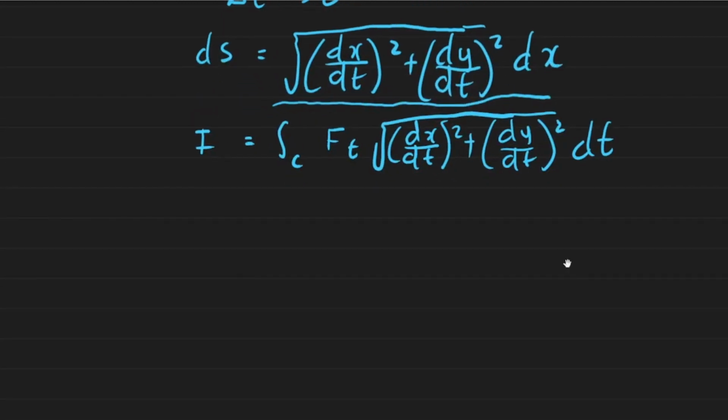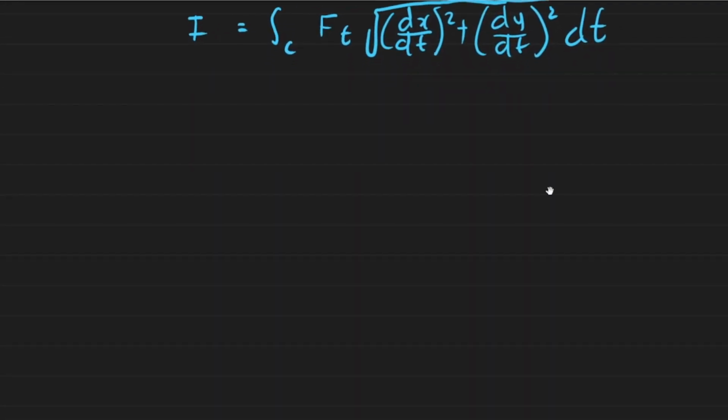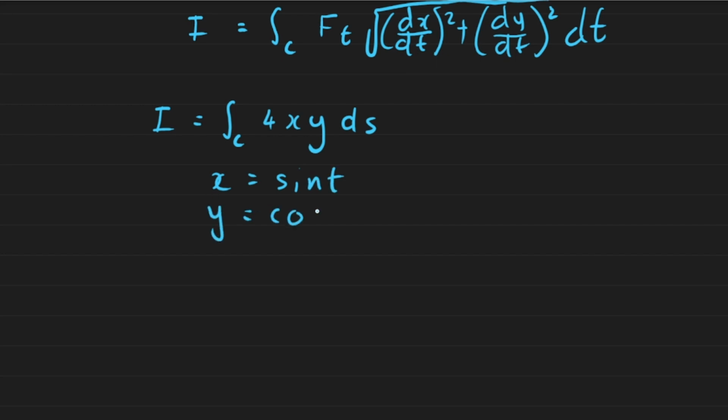We can illustrate this through a simple numeric example, and that would be to evaluate the line integral I, which is equal to the integral over some curve of the function 4xy ds. We would need some equations: x in terms of t and also y as some equation of t. So we could say that x is equal to sine t and y is equal to cos t. These are just parametric equations. We have x and y in terms of the other variable t, so we're expressing ds in terms of t.